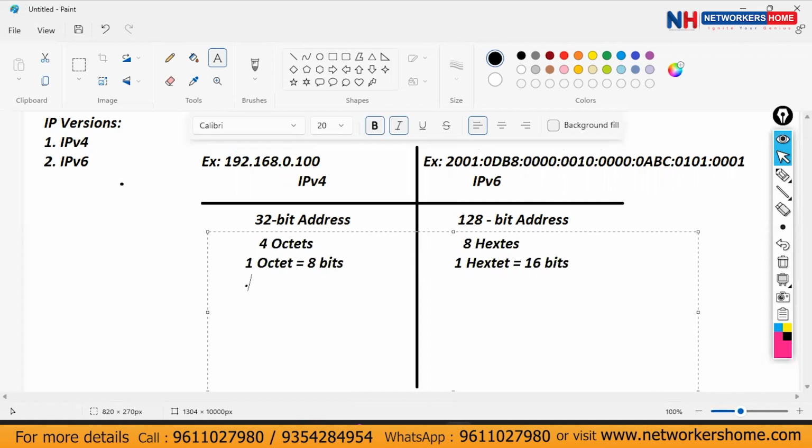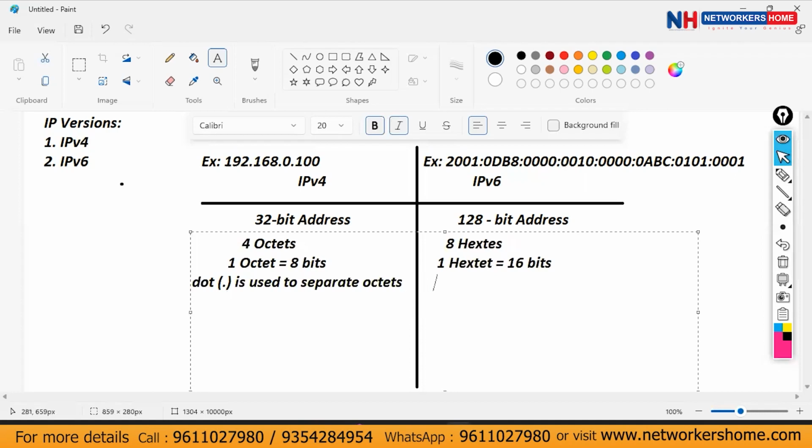Okay. So you can say dot is used to separate octets. For octet separation, dots are used. In case of IPv6, colon is used.